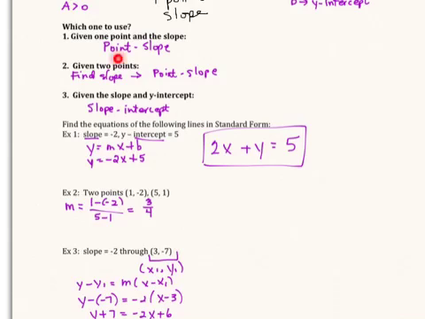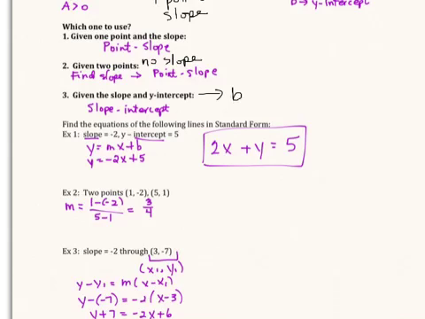If you're given 2 points and you're given no slope, you have to find the slope first, but you have 2 points and you know the slope formula, so you can find it using the slope formula. And then you would plug into point slope. Use either point. It doesn't matter which one. And if you're given the slope and the y-intercept, remember the y-intercept in your formula is b.